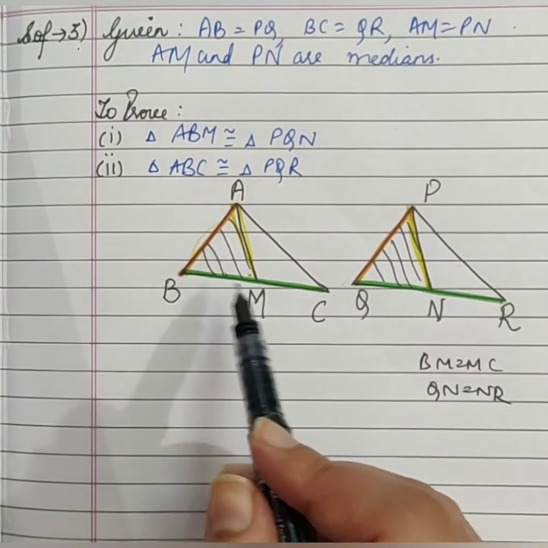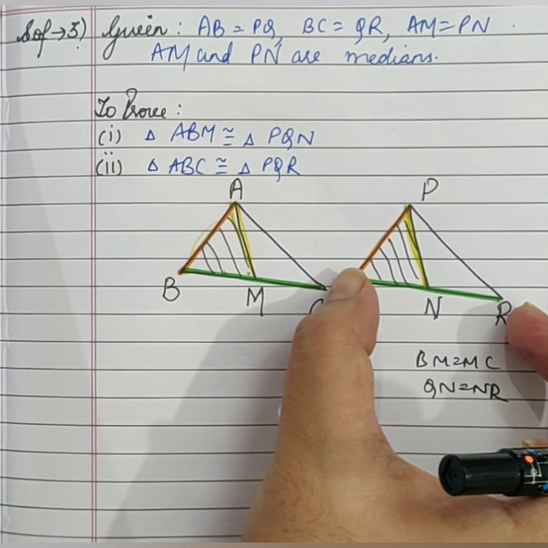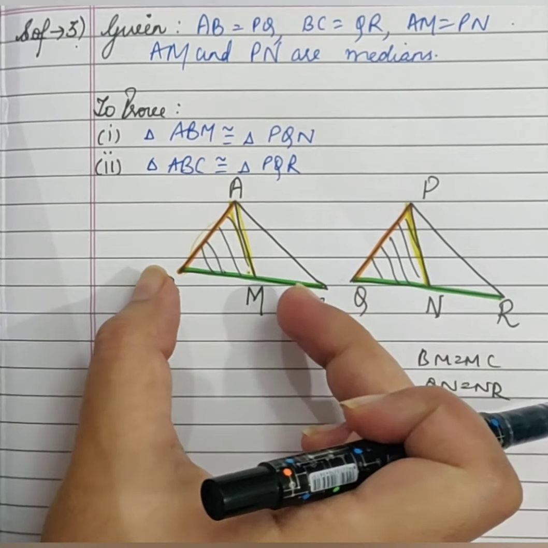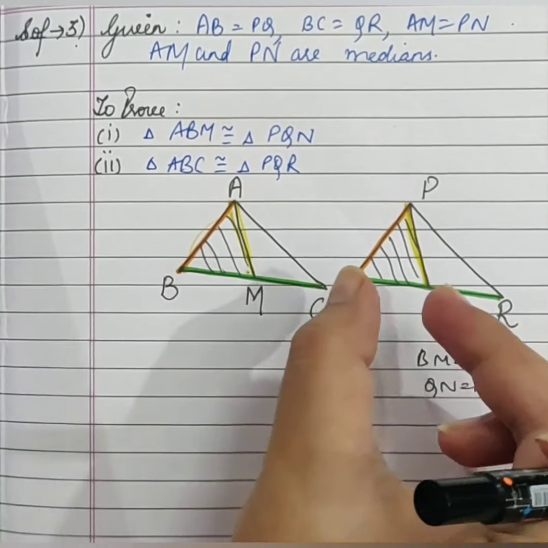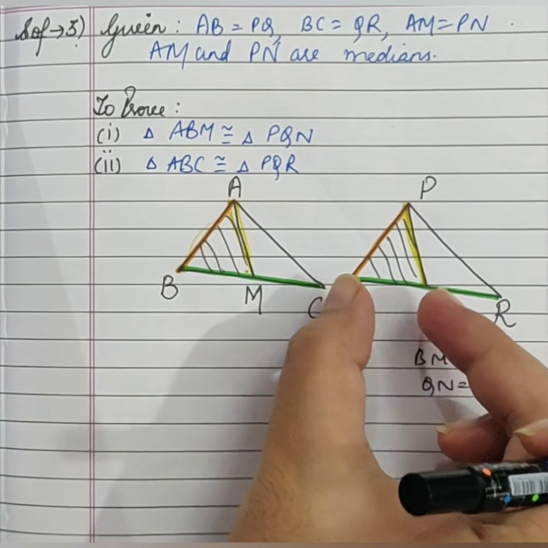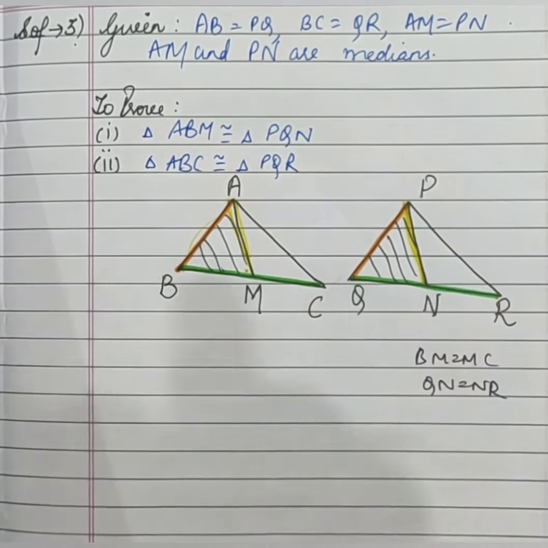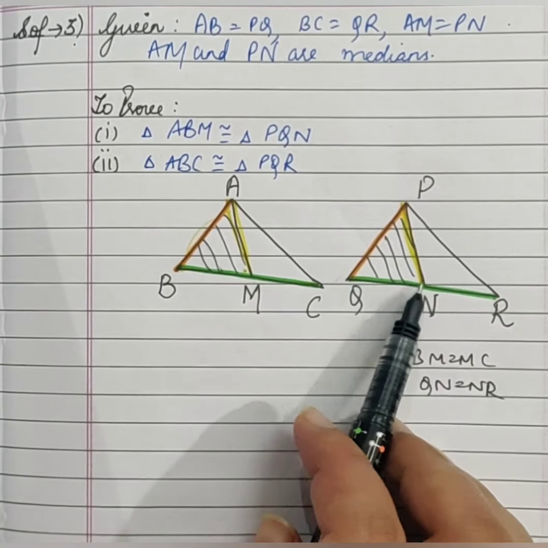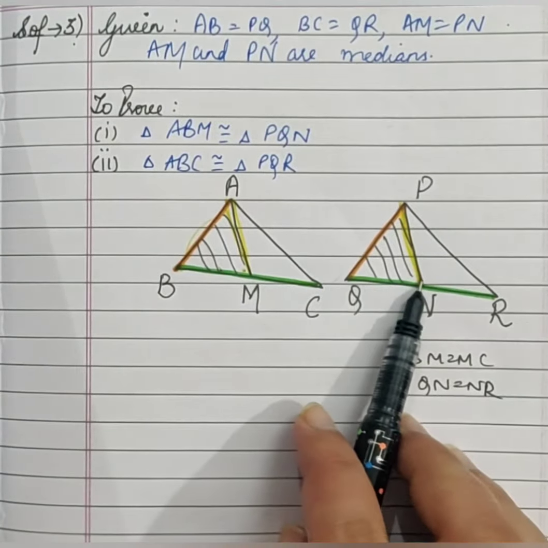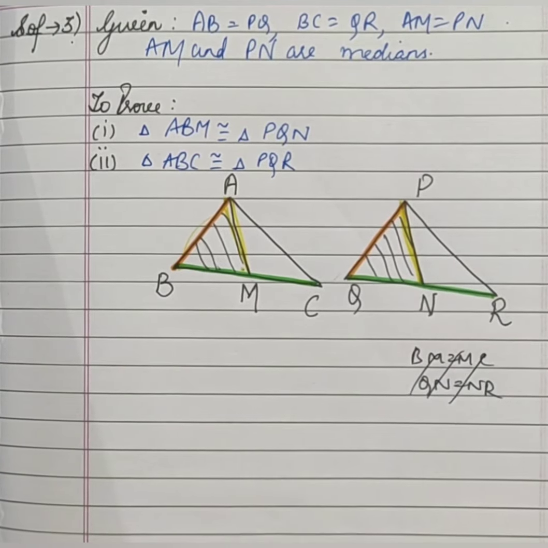Now this would be used as the third condition. We know BC is actually equal to QR. So half of BC would be equal to half of QR. So we can say BM will be equal to QN. So BM is equal to QN would be used as the third condition. So the three conditions are AB is equal to PQ, BM is equal to QN and AM is equal to PN. So this way we can prove the two triangles as congruent. Let's start writing.